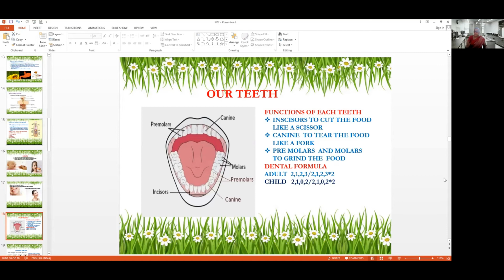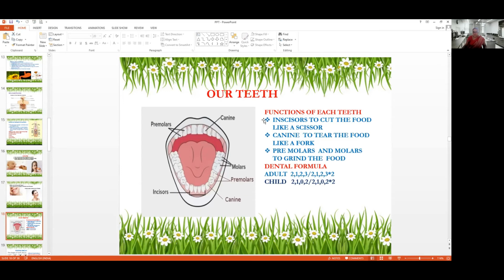Once the permanent teeth come, we have to take care of our teeth in a very special manner, because if we have no teeth, what will happen? How will we speak? And if we smile also, it will not look nice. So it is very important to take care of our teeth.